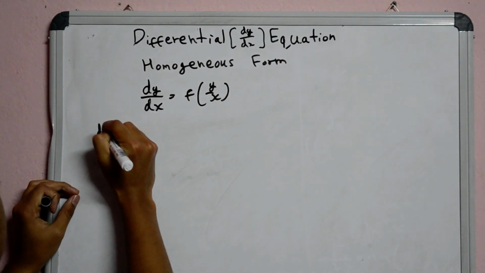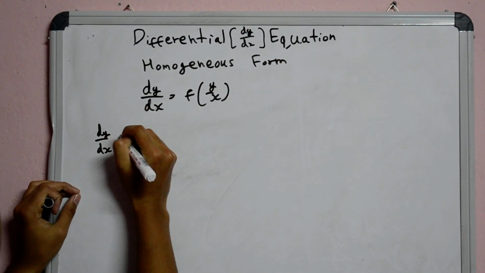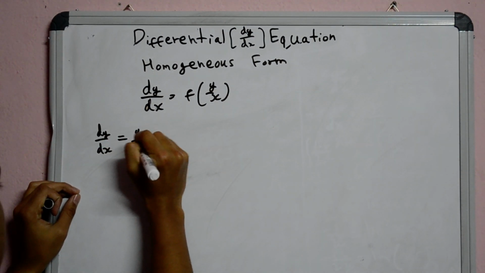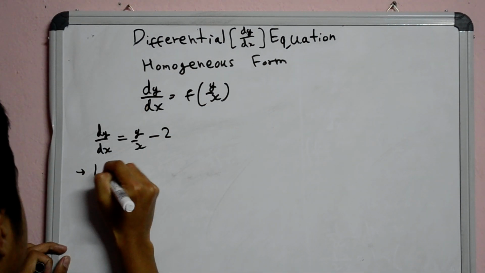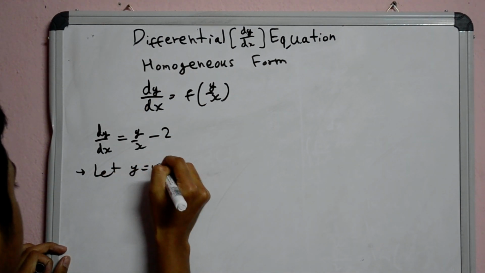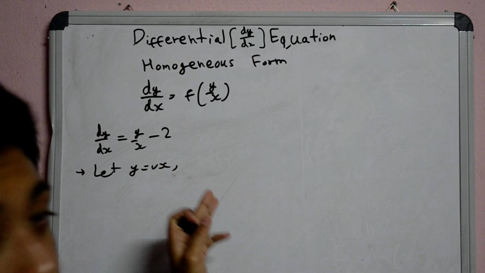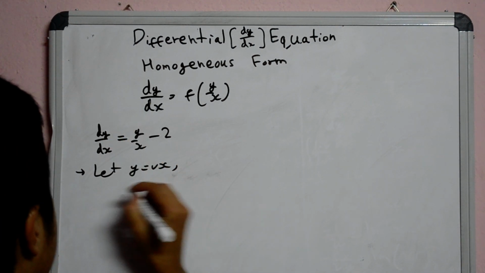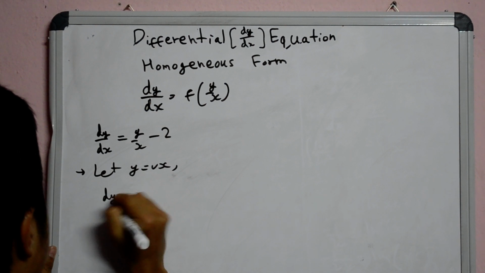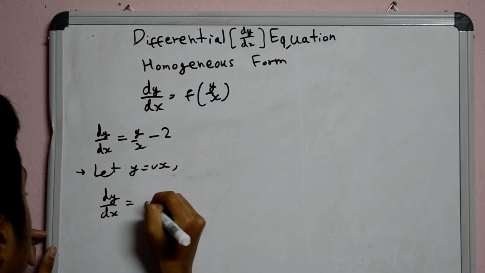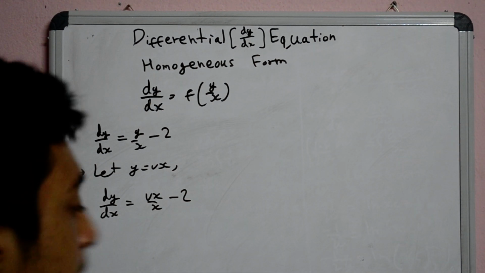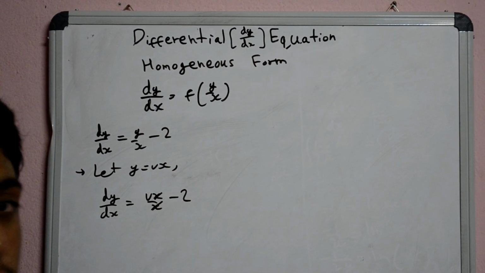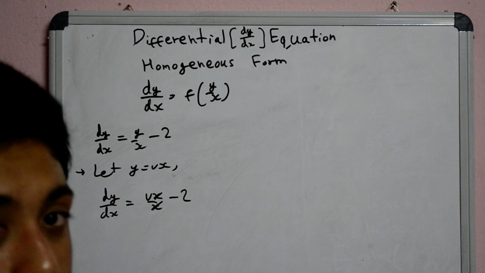If we have dy/dx equals y/x minus 2, then what you can do is let y equal vx. Then you can put vx in here, so you'll get dy/dx equals vx/x minus 2. Here the x terms cancel out and we're left with v minus 2 only.